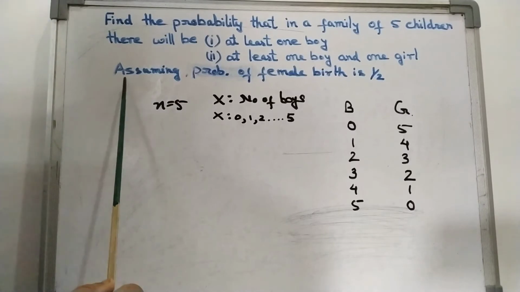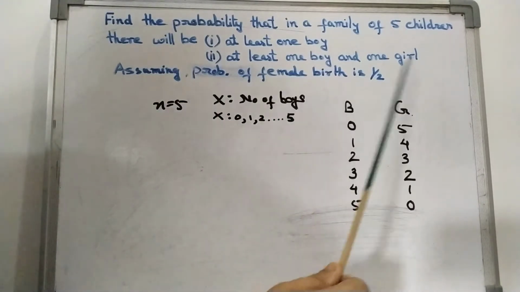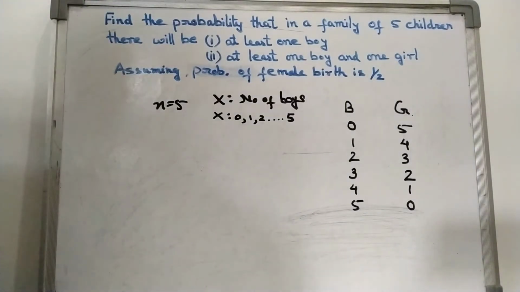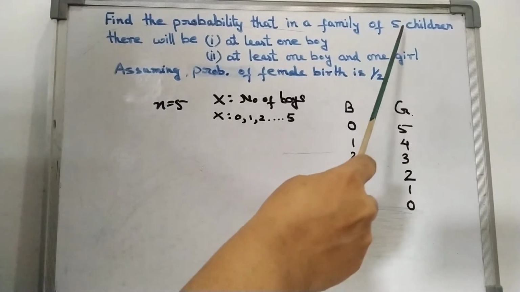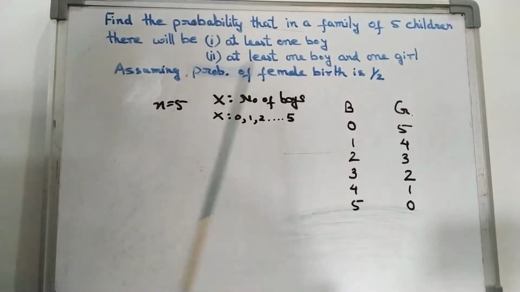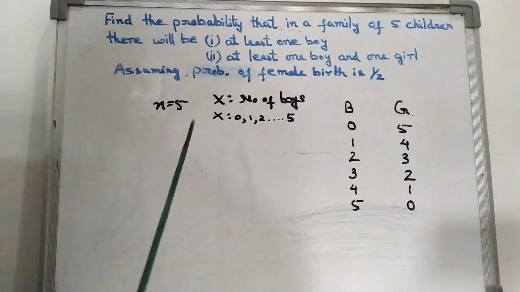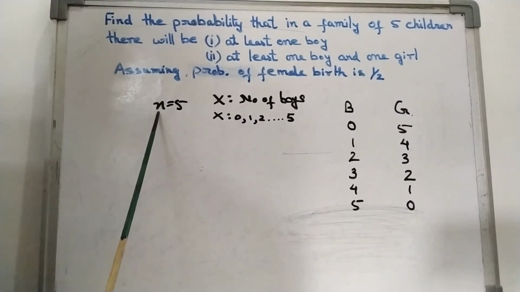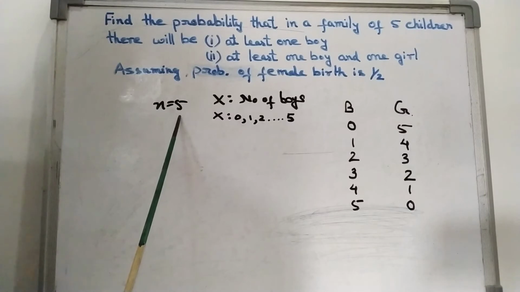Here it is given that the probability of female birth is half. That means the probability of getting a boy or girl is constant. Here it is 5 children, so n is 5. If we take every birth as a random experiment, it is repeated how many times? 5 times. So n is 5 here.